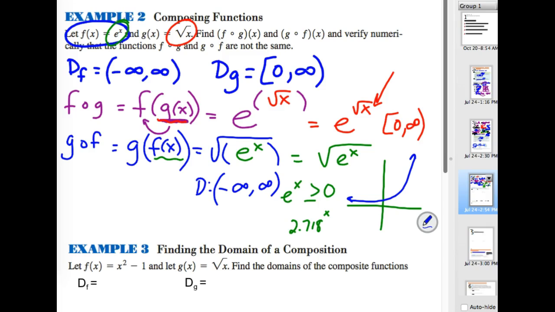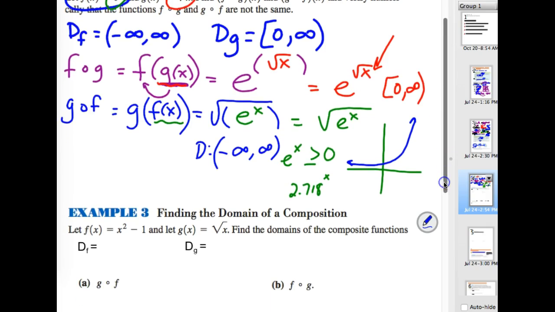All right. Then it said as the second part, verify numerically that the functions f of g and g of f are not the same. So let's just plug in a number. Let's say we pick 1. And let's plug in to both compositions. So we're going to do f of g of 1, and then we'll do g of f of 1. And we'll just see if we get the same answer.